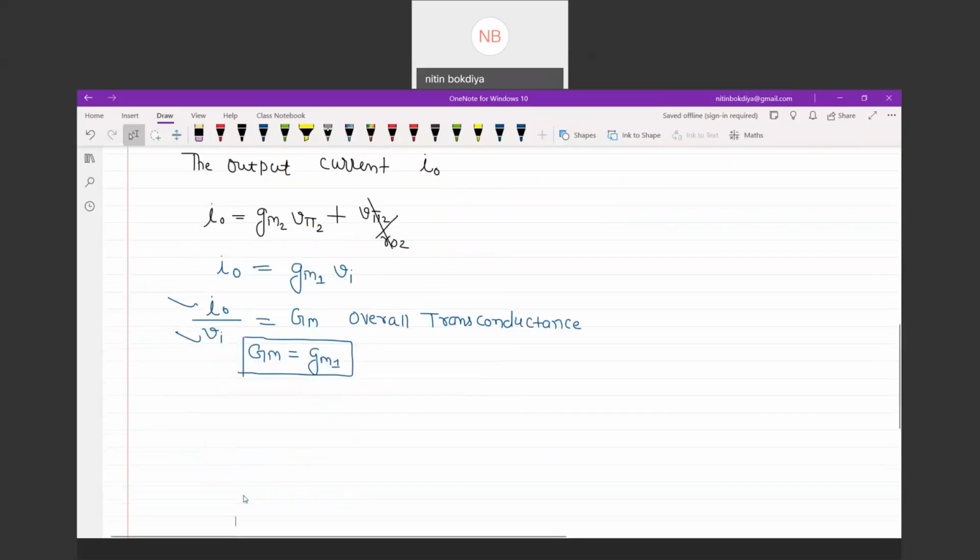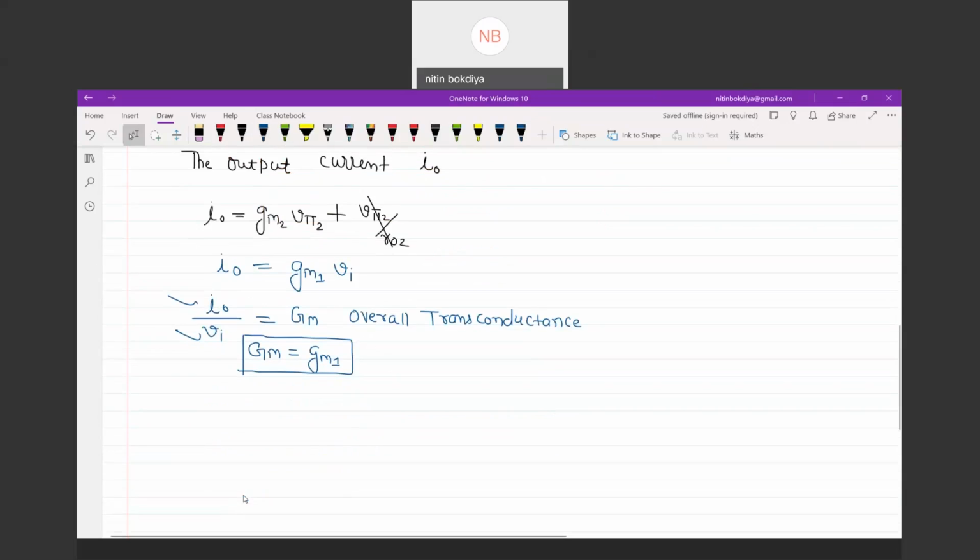So overall transconductance is dependent on GM. So this is our first observation.